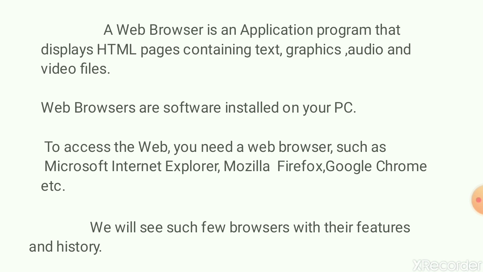Anyhow, web browsers are software which are installed in your PC. To access these you need web browsers such as Microsoft Internet Explorer, Mozilla Firefox, Google Chrome, Apple Safari, and even Opera. So these are all different web browsers available. We are going to discuss some of the web browsers, and now we'll see a few web browsers with their features and history.